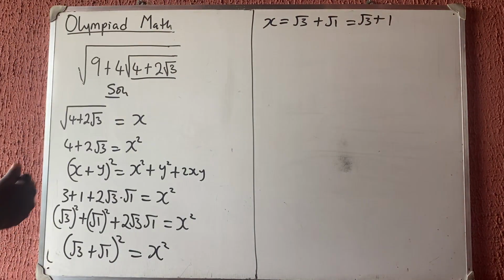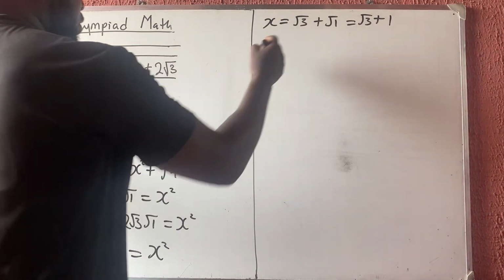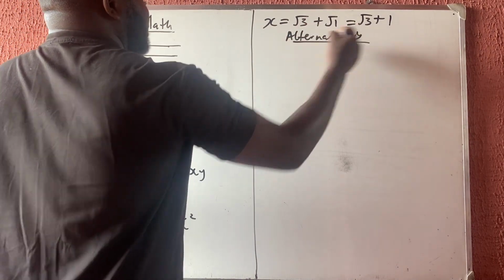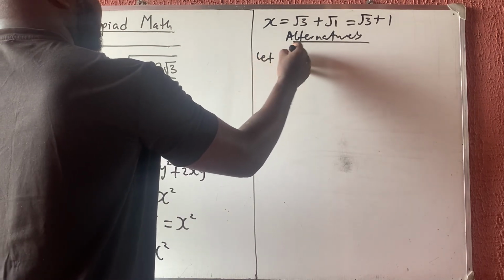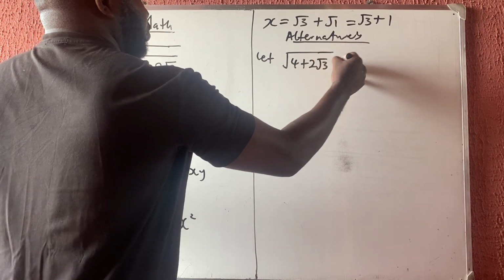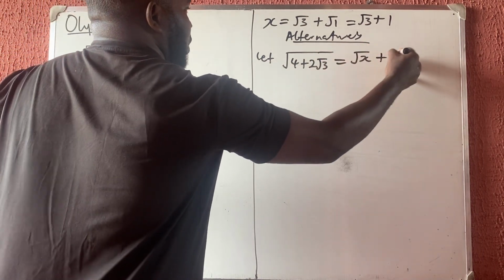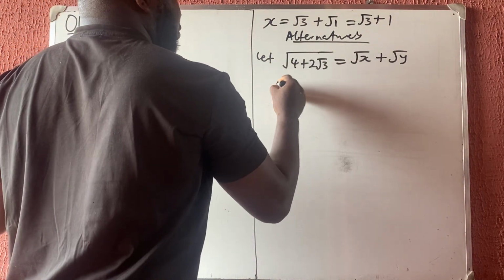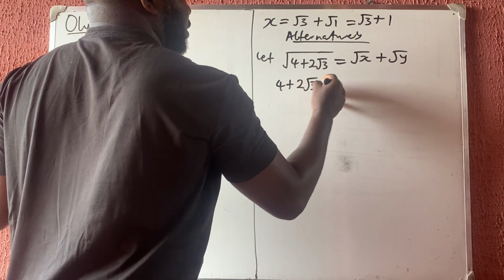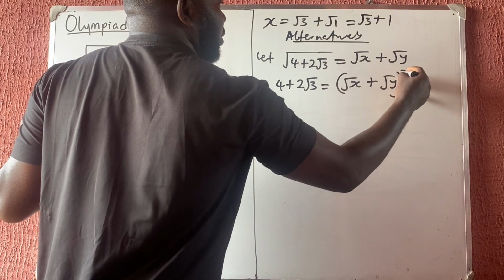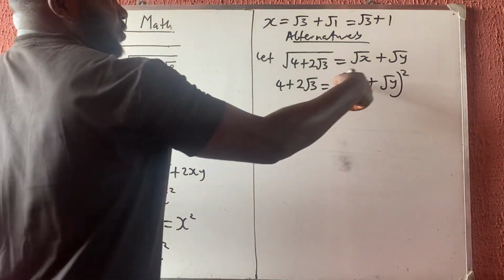Okay, now this is the first method of solving this particular type. Now let me show you another method of solving it. Alternatively, you can say that let this square root of 4 plus 2 root 3 be equal to root x plus root y. Okay, now the next thing to do is to square both sides. If I square both sides, I'm going to have 4 plus 2 root 3 is equal to (root x plus root y) all squared.